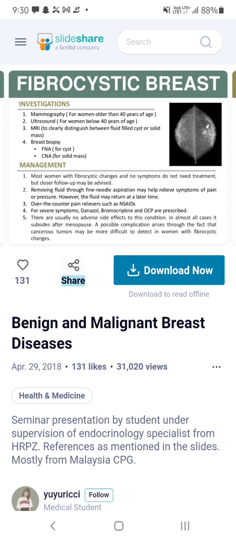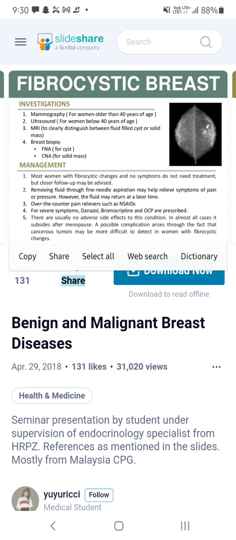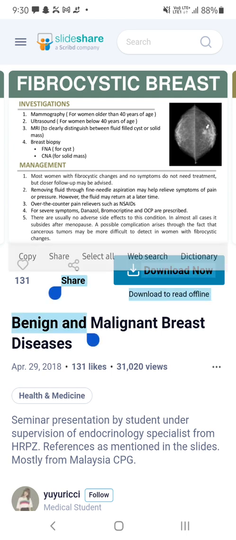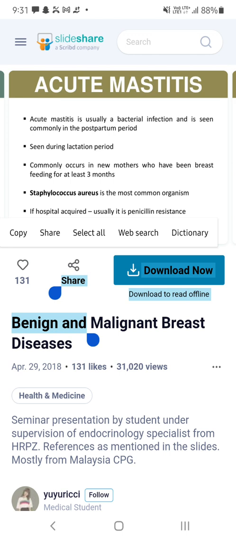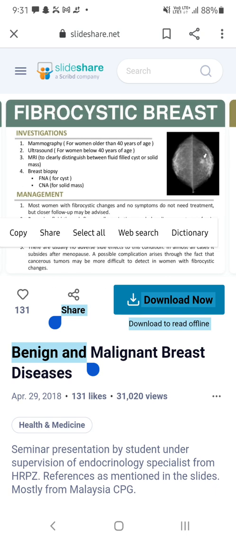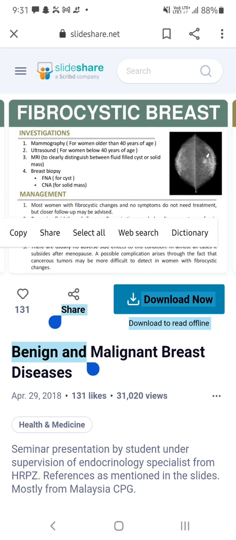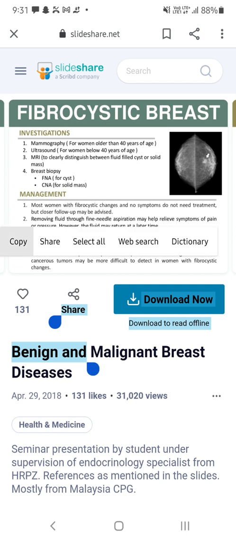So we have seen what is fibroadenoma, and now we have seen fibrocystic breast, and the third one we'll see is acute mastitis. So what is acute mastitis? Itis means inflammation. This I will tell you next class, because if you go through these two classes now, again you will get confused. So mastitis we will see in one class, breast cancer in one class, and after mastectomy what is the nursing management for the patient, we'll see.